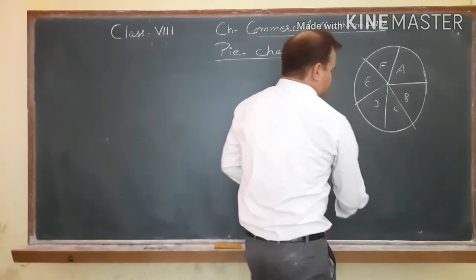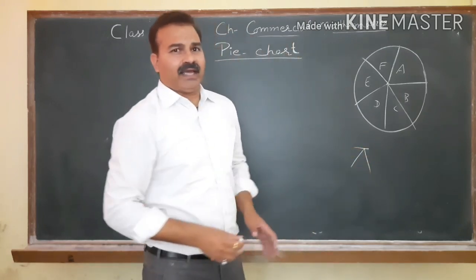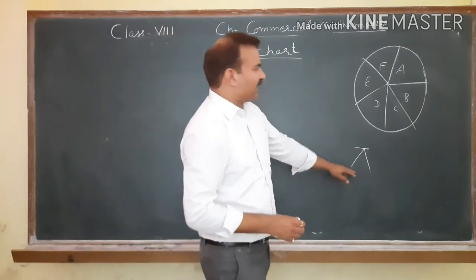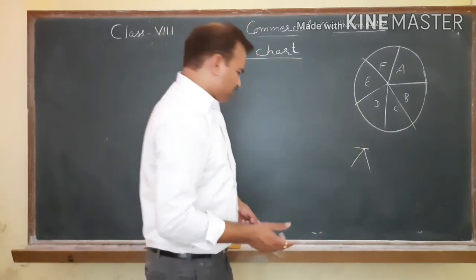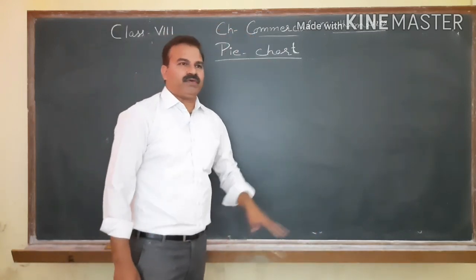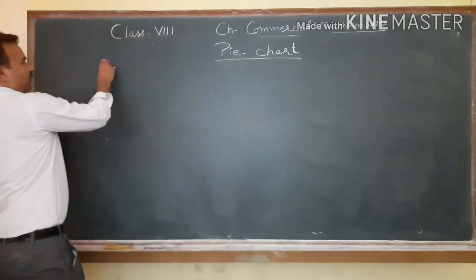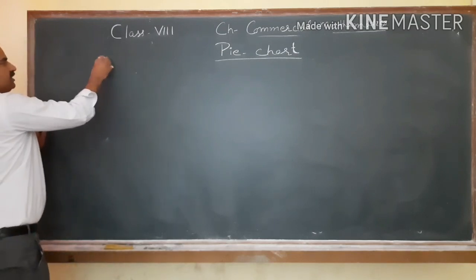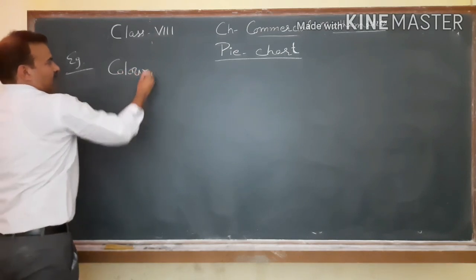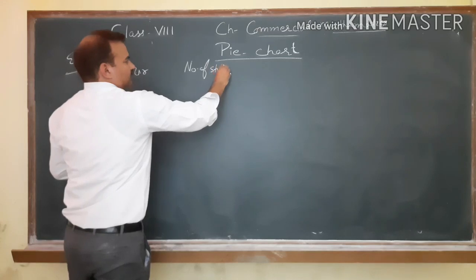Now each part is drawn like this, and basically we write it as pi, whose value is 22/7. So pi is generally written like this, and that's why it is known as a pie chart. To help you understand how to draw a pie chart from the given information, let me give you one example. I am writing the information given: the color and the number of students who like that color.